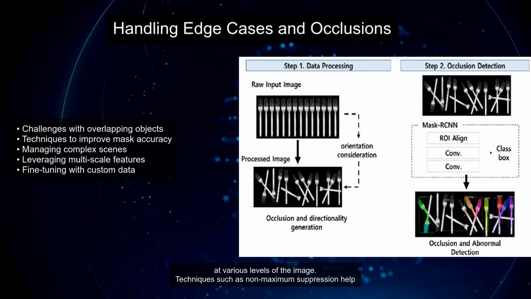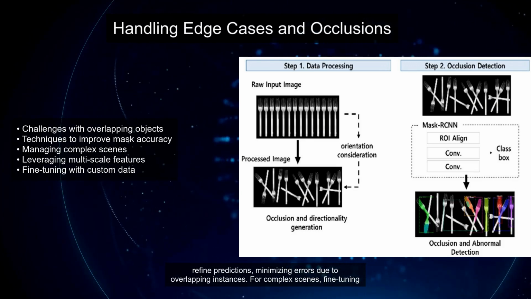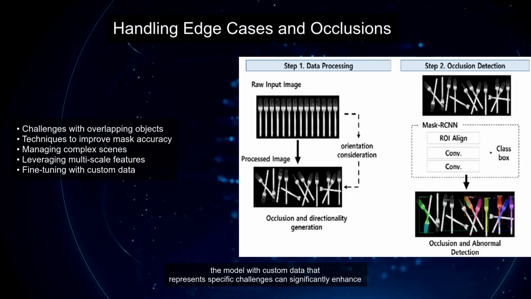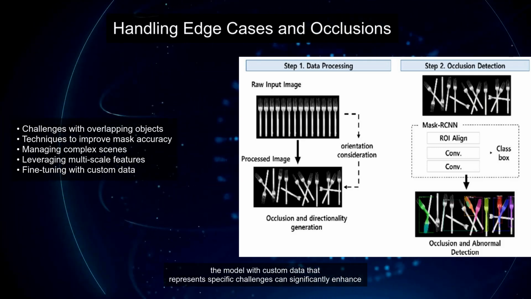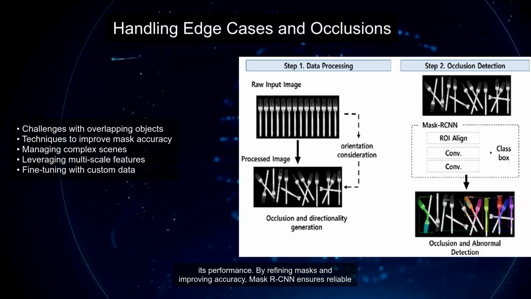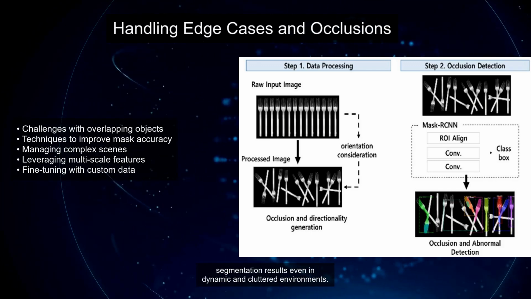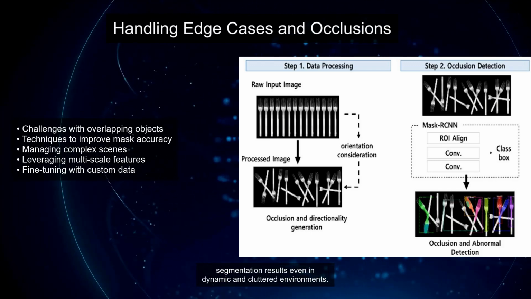Techniques such as non-maximum suppression help refine predictions, minimizing errors due to overlapping instances. For complex scenes, fine-tuning the model with custom data that represents specific challenges can significantly enhance its performance. By refining masks and improving accuracy, Mask R-CNN ensures reliable segmentation results even in dynamic and cluttered environments.